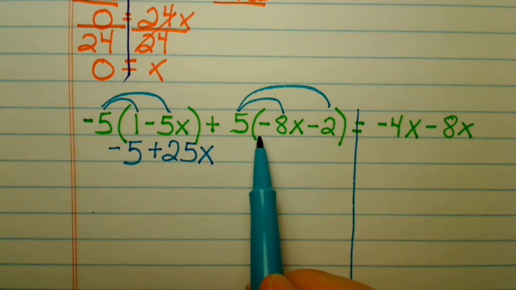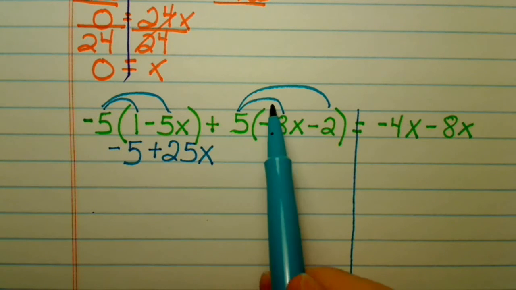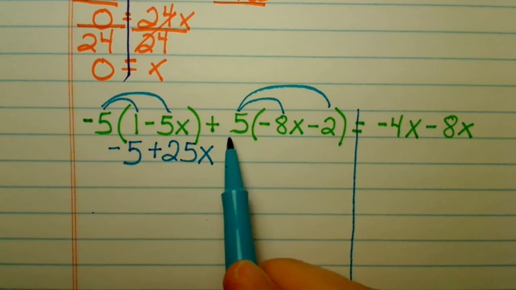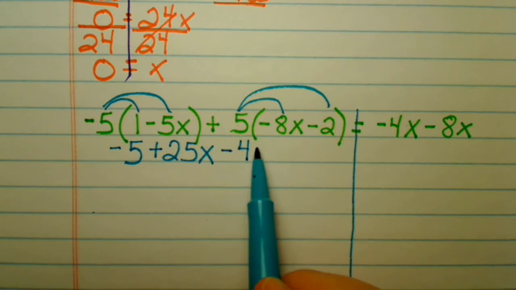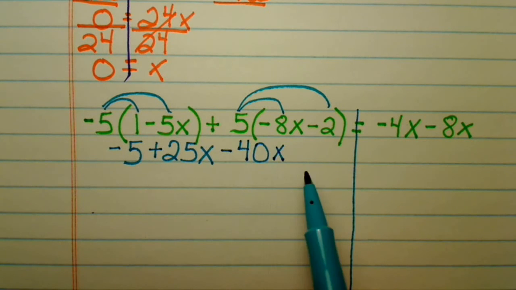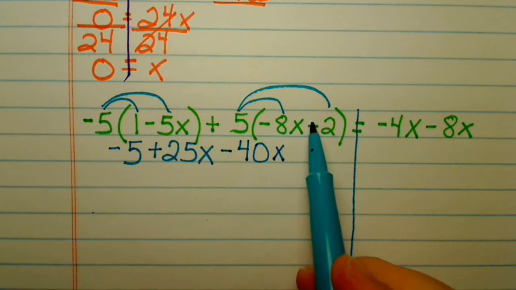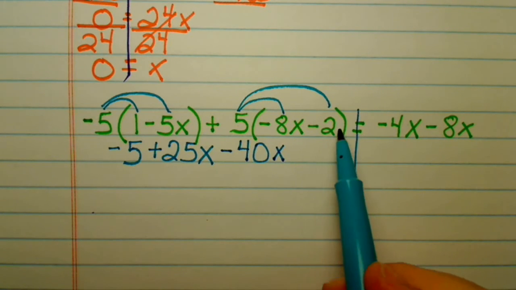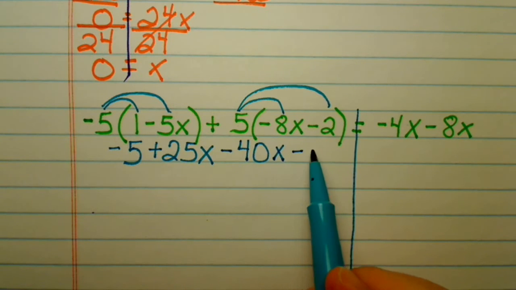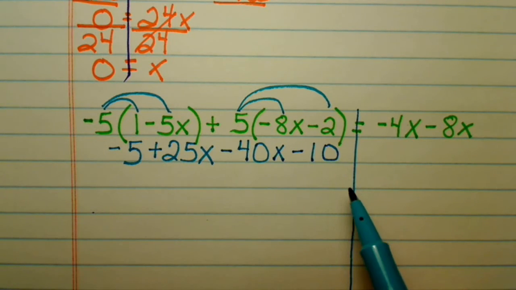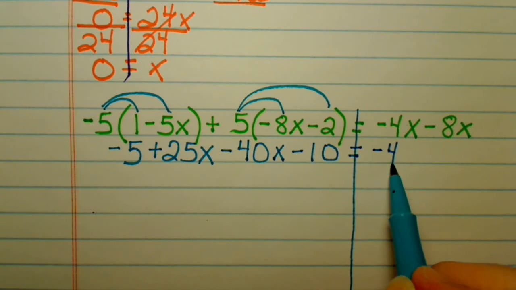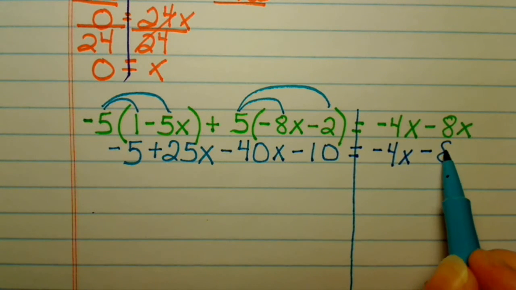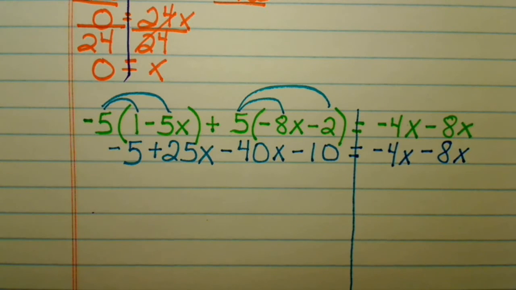Let's do distributive over here now. 5 times a negative 8x, positive times a negative is a negative 40x. And a positive times a minus 2, which is just like a negative, is a minus 10. And then I'm just going to bring these down because I haven't done anything with them yet. That was step number 1, the distributive property.